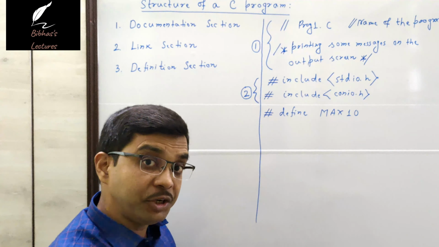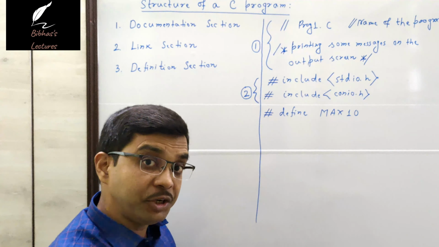Suppose you have to use a variable whose value is 10. Without writing this variable in so many places, you can use MAX. That means you can define what is also called a macro. You can define a macro, and whenever this macro is found, it will just get replaced by the value 10. So this is called the definition section.